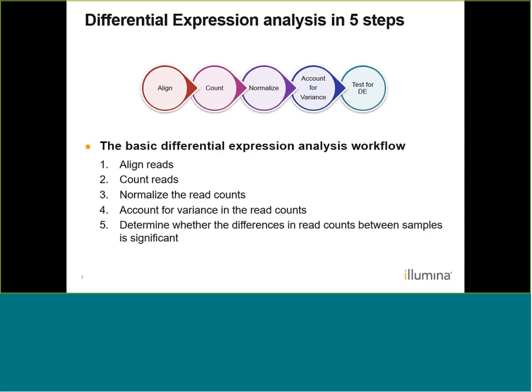So first, we will align our reads, our RNA sequencing reads, to a reference. Next, we will count the reads that align to each gene or transcript or feature that we're interested in the reference. Then we'll normalize the read count. We'll discuss normalization in more detail later in the presentation, but this is going to be your FPKM and TPM values. Then we'll account for the variance in the read count. And after that, we're going to perform our differential expression analysis test. And that's where we're going to determine if the differences in read counts between samples or sample groups is significant.